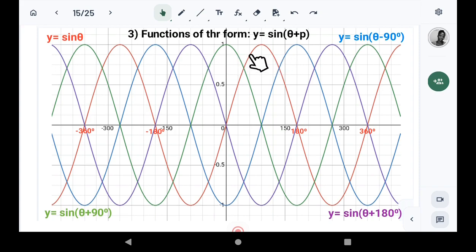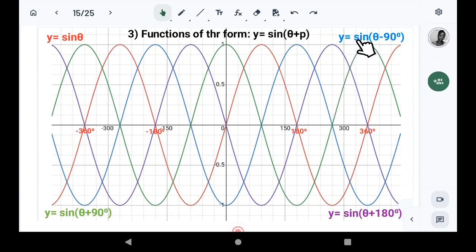To cut it all short, the effect of p is basically a shift along the x-axis. Positive p means you're shifting to the left. Minus p means you're shifting to the right. For example, the standard format is y equals sine theta. That's the red graph. There is no shifting here. You have a period of 360 degrees between 0 and 360 degrees.